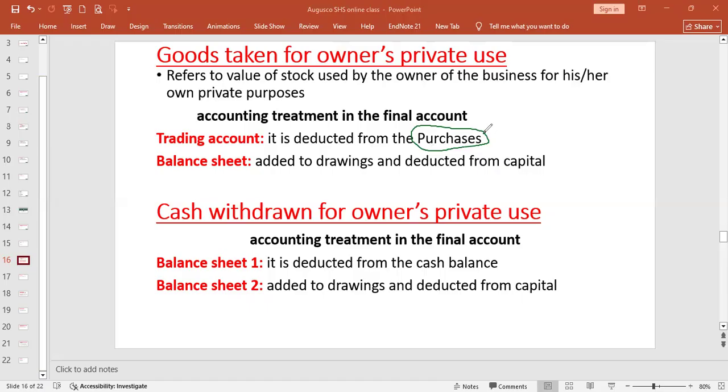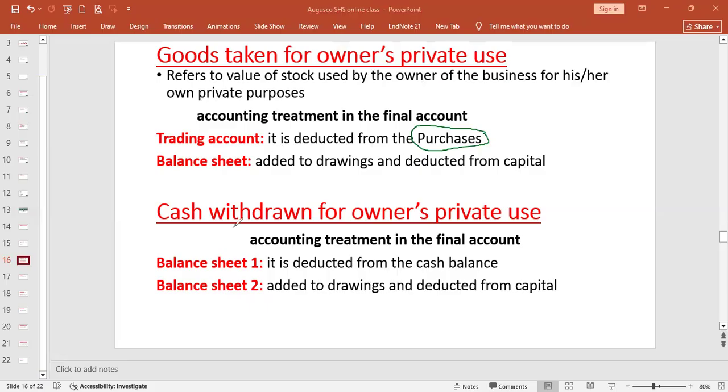So it means that to determine your net purchases in the trading account, you have to factor in any goods withdrawn by the owner. In the balance sheet, it will be treated as drawings, and you know what we do with drawings in the balance sheet. We deduct it from capital under the financed by section of the balance sheet. So that is when the owner takes goods, very simple, right?